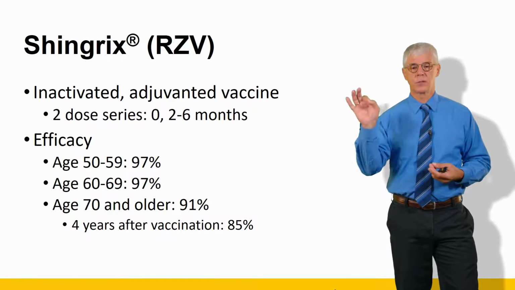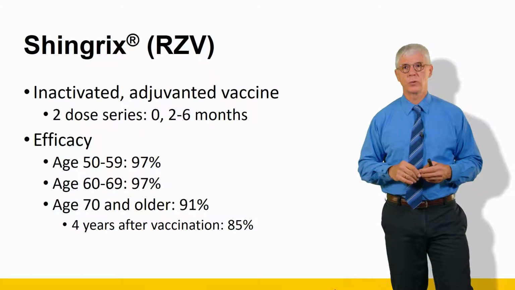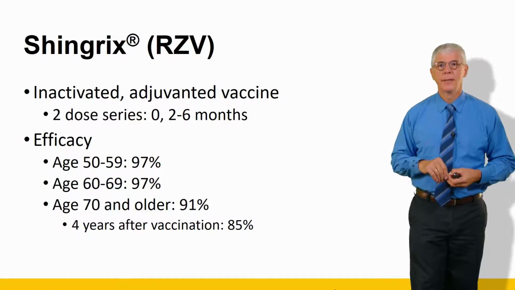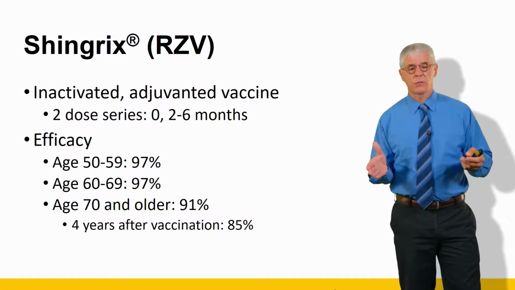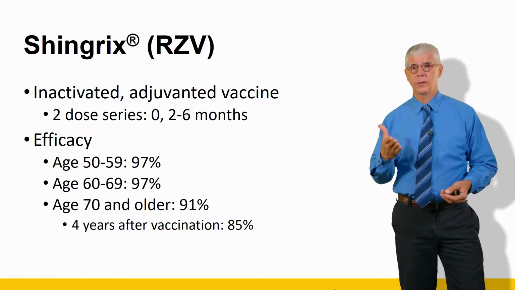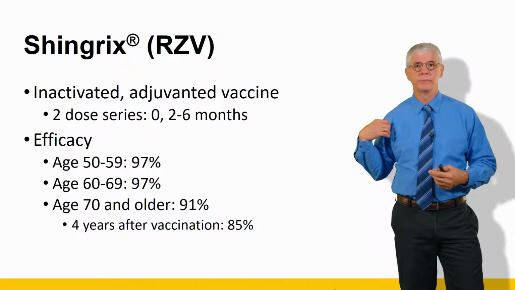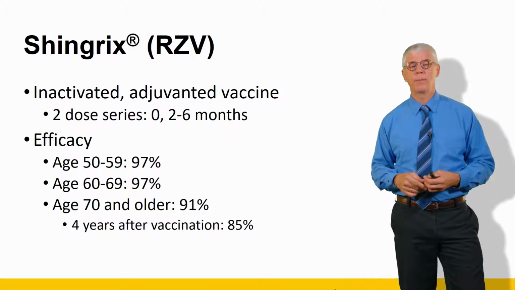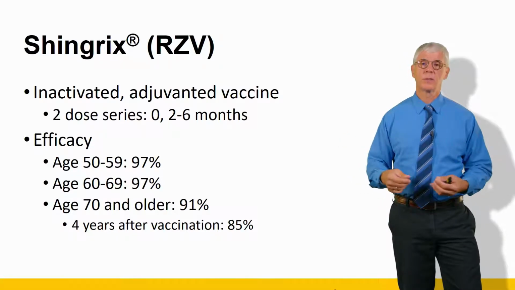So 0 is considered the month you get it, and then 2 to 6 months later you get your booster, your second shot. And it's very, very important that you get both. I will tell you from talking with lots of folks that have had zoster or that have had the Shingrix vaccine is that many people get a painful arm, and it lasts for several days, probably more painful than some other vaccinations. Although I've talked to other patients that said, no, it wasn't that bad.